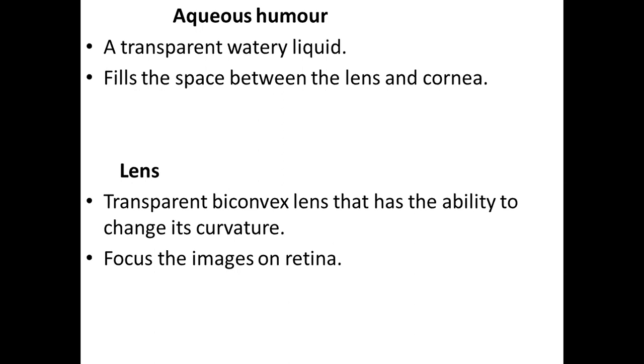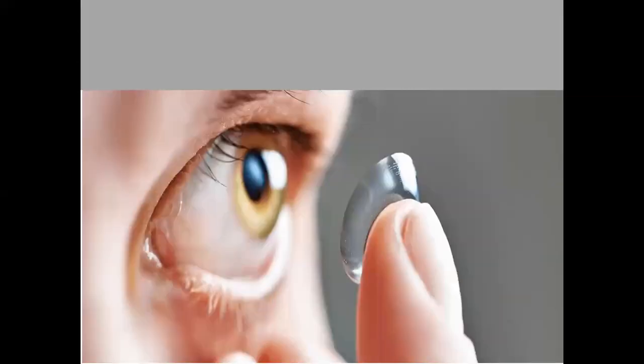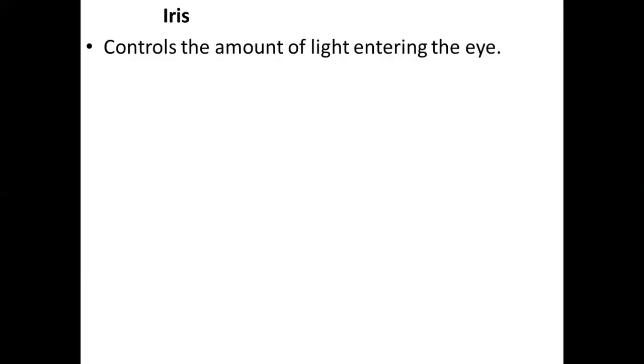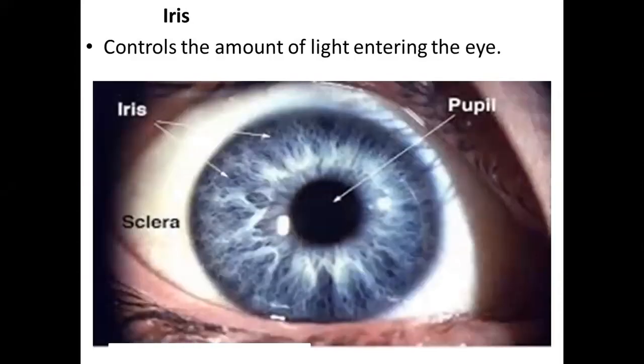Finish? Yes. Cornea, iris, pupil, lens. Iris controls the amount of light entering the eye.